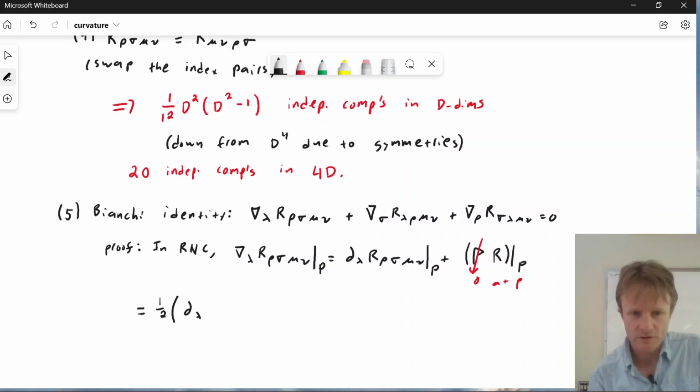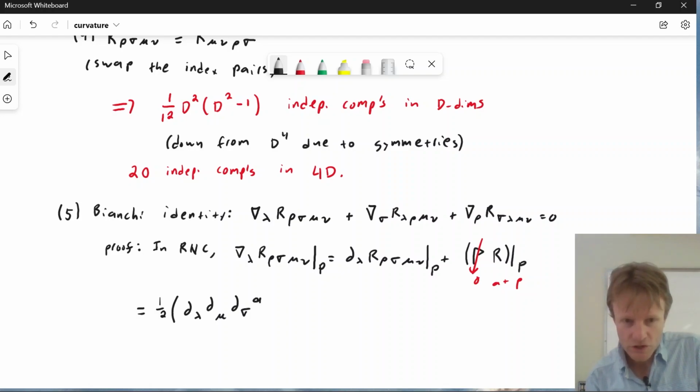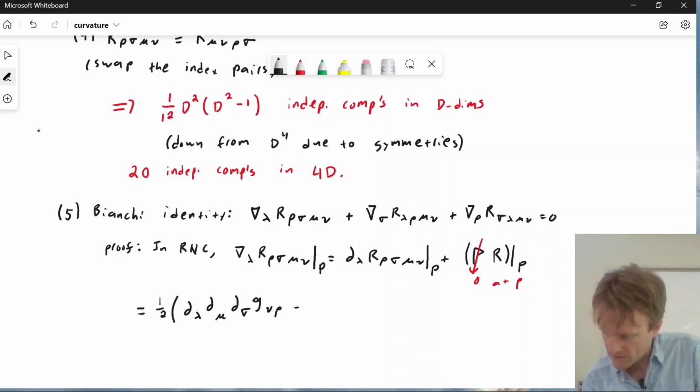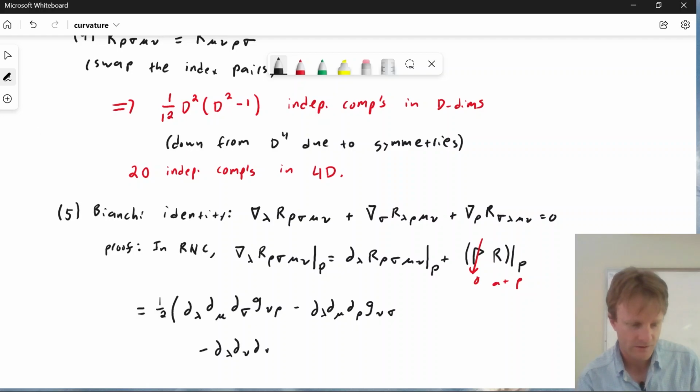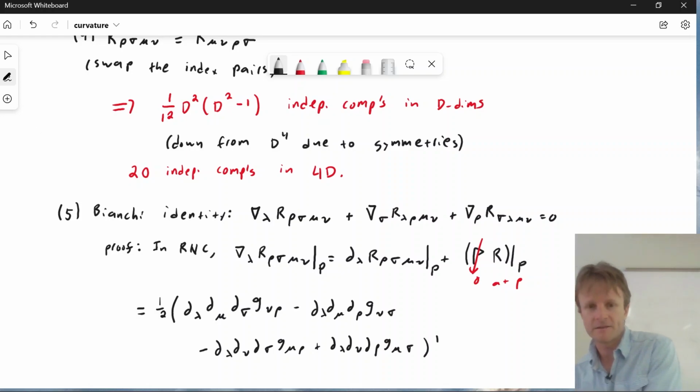So I now have partial lambda, partial mu, partial sigma, g nu rho minus partial lambda, partial mu, partial rho, g nu sigma, minus partial lambda, partial nu, partial sigma, g mu rho plus partial lambda, partial nu, partial rho, g mu sigma, at P, since it's in our special coordinate system.